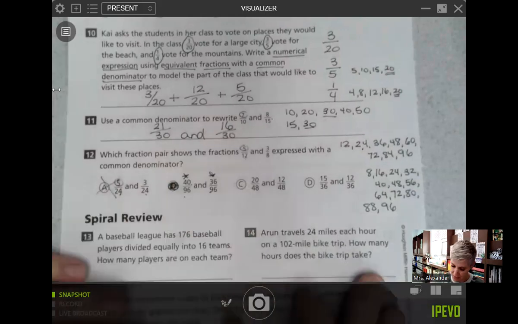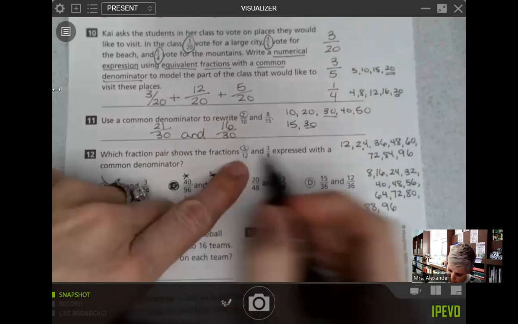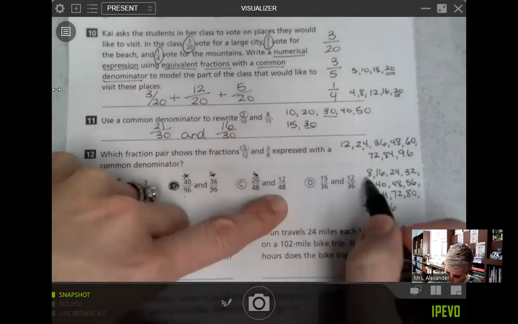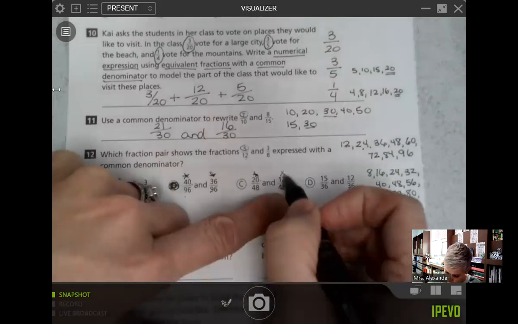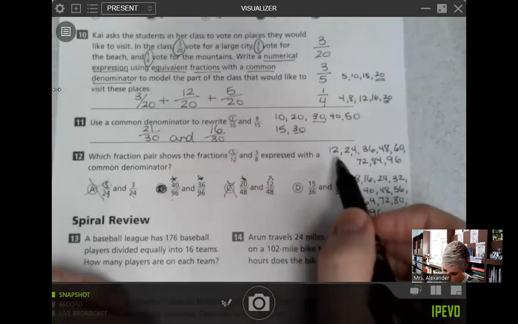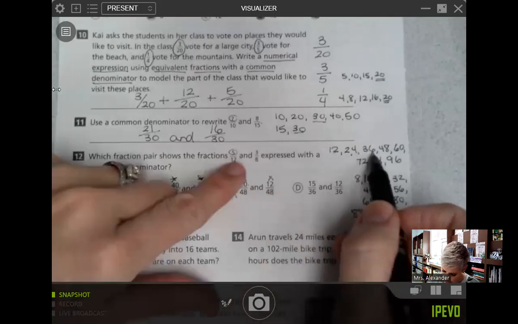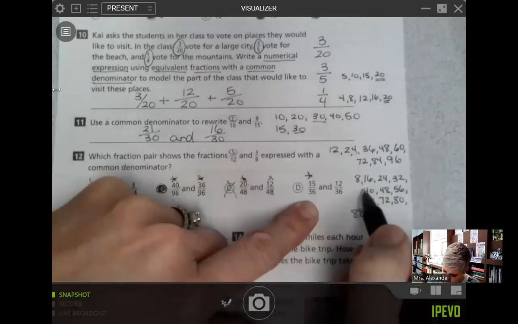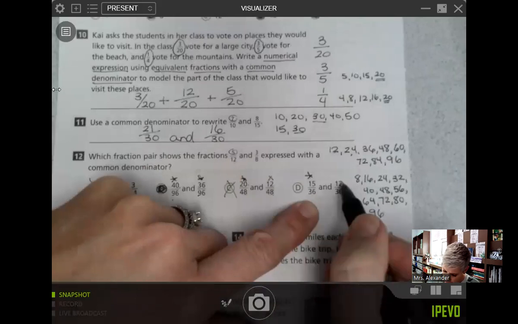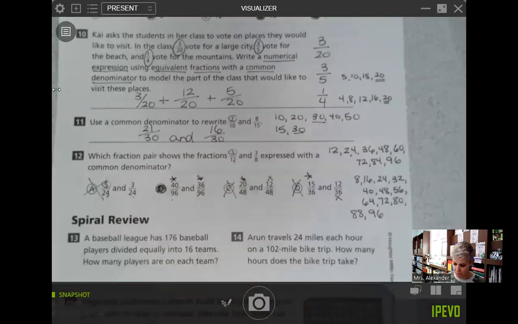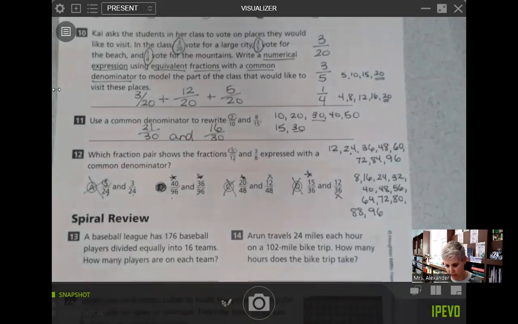We better make sure. So if I have 48, 12 times 4, 5 times 4, that's good. 8 times 3, 3 times 3. Oh, that one's no good. C can't work. And then 36. I have 12 times 3, so I need 5 times 3. That's a good one. 8 times 8, 16. Wait a minute. 36 is not even a multiple of 8. That's no good. All right. So letter B it is. Winner, winner. All right. There is some spiral review.